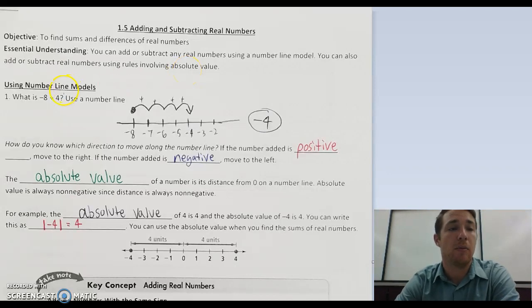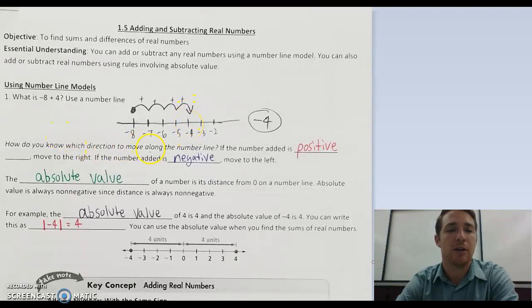In our number line model in the first example, to find -8 plus 4, I just drew a number line. I don't have to have a whole bunch of numbers. I just started with -8. If I'm adding 4, I start at -8 and move 4 spaces to the right. After moving 4 spaces, I end up at -4 on my number line.